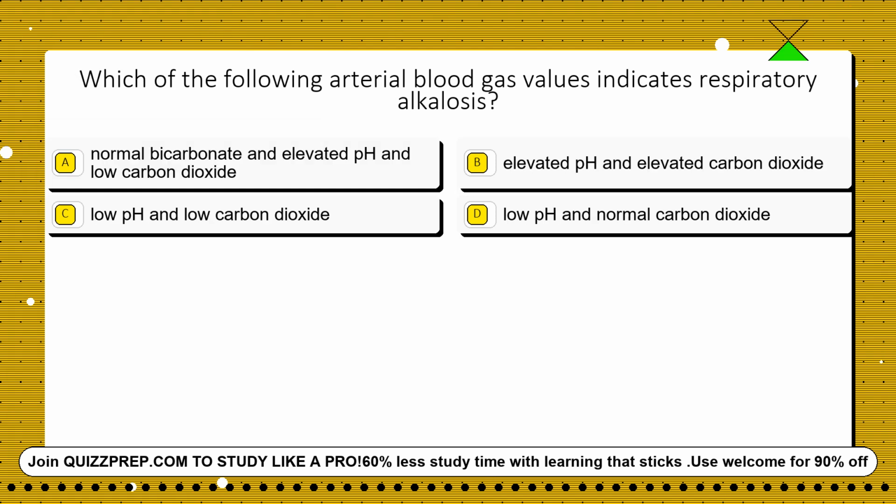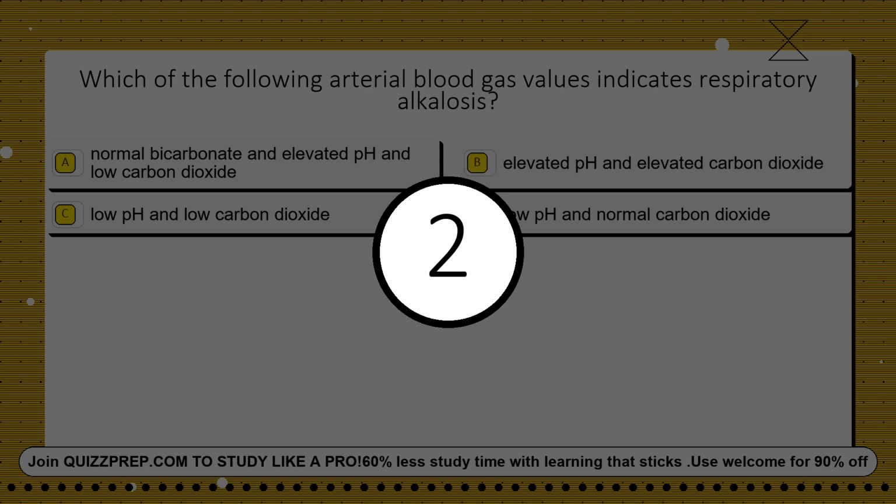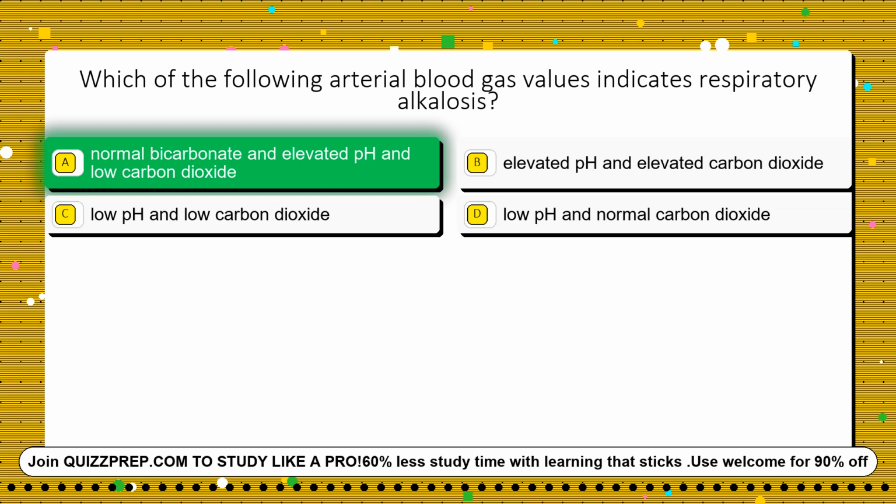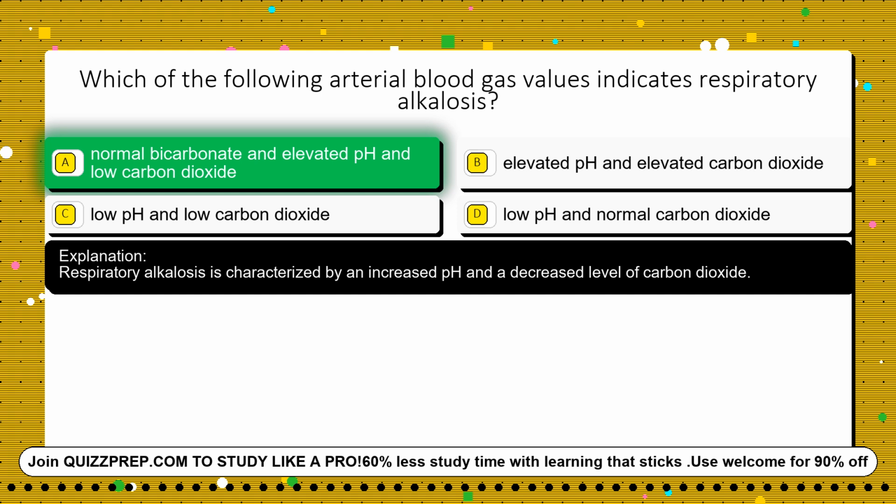Question 97. Which of the following arterial blood gas values indicates respiratory alkalosis? Option A, normal bicarbonate and elevated pH and low carbon dioxide. Option B, elevated pH and elevated carbon dioxide. Option C, low pH and low carbon dioxide. Option D, low pH and normal carbon dioxide. The correct answer is option A, normal bicarbonate and elevated pH and low carbon dioxide. Respiratory alkalosis is characterized by an increased pH and a decreased level of carbon dioxide.